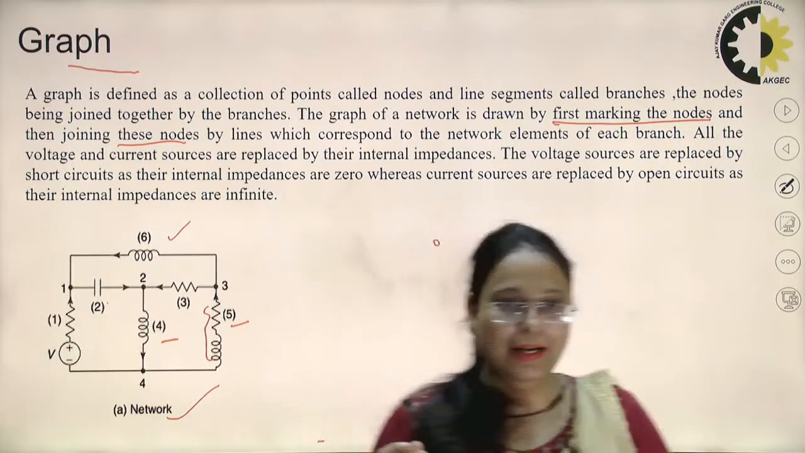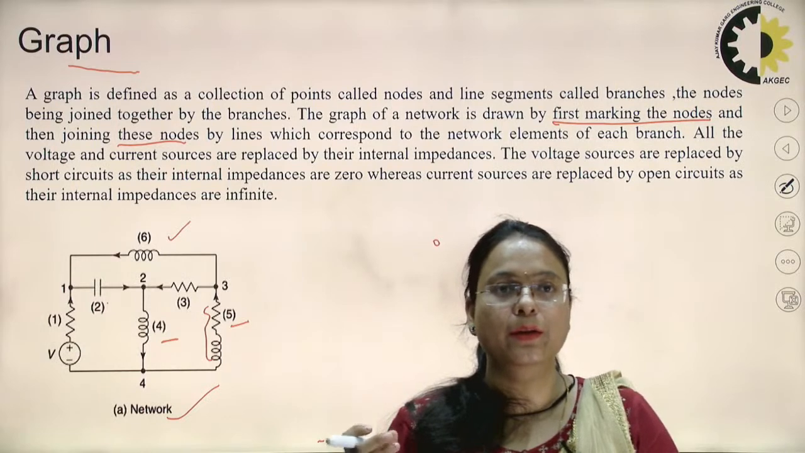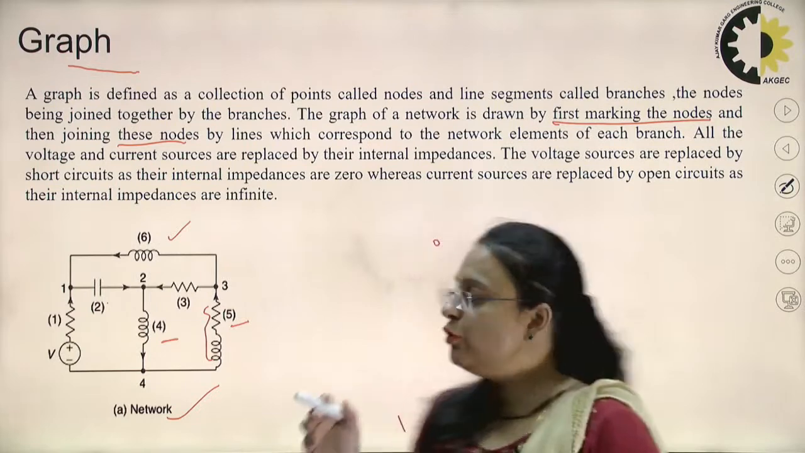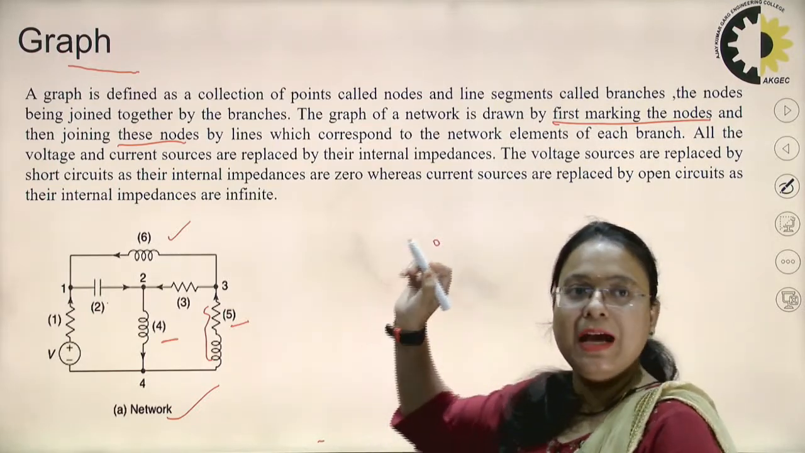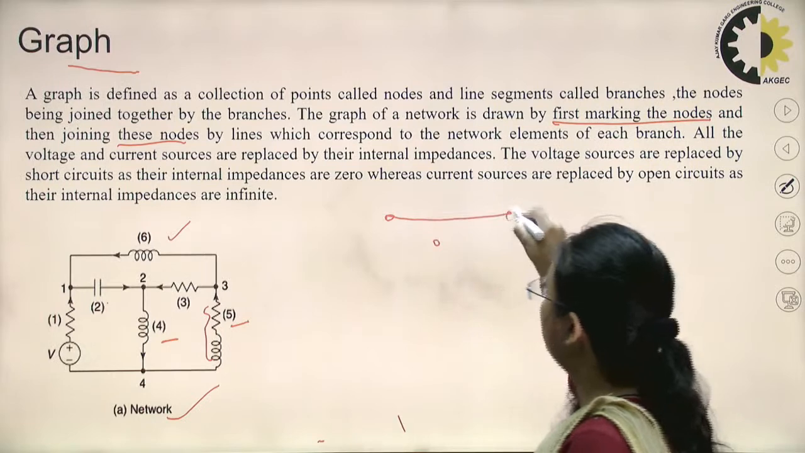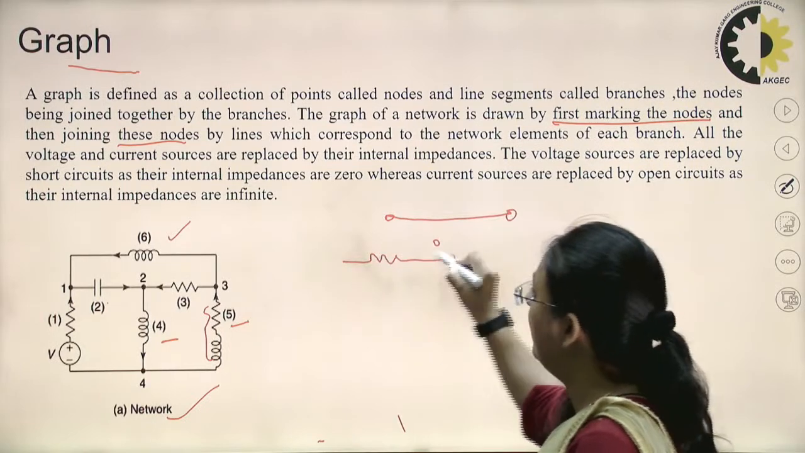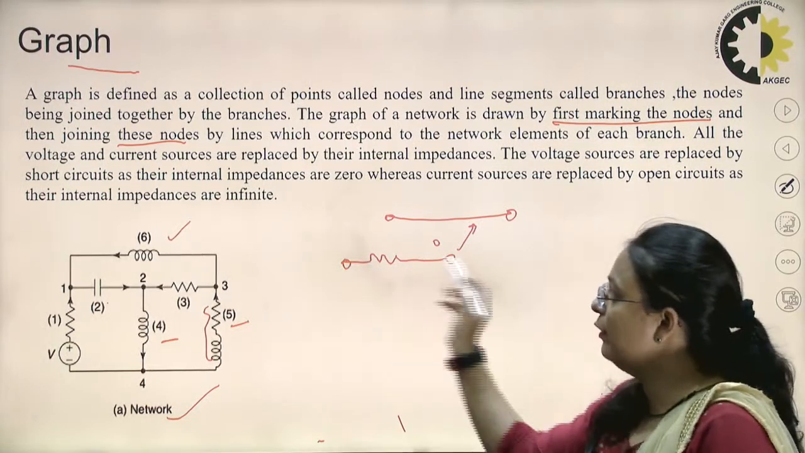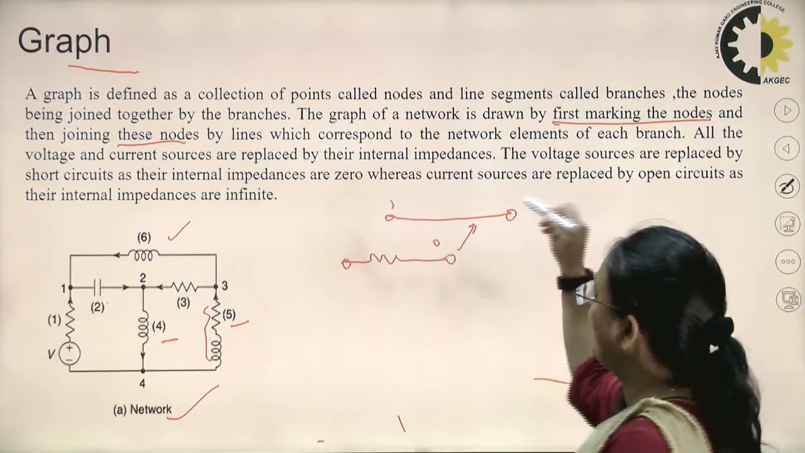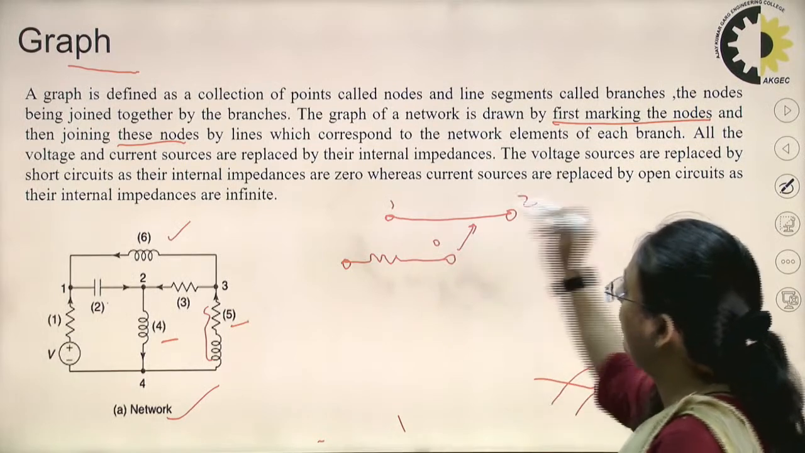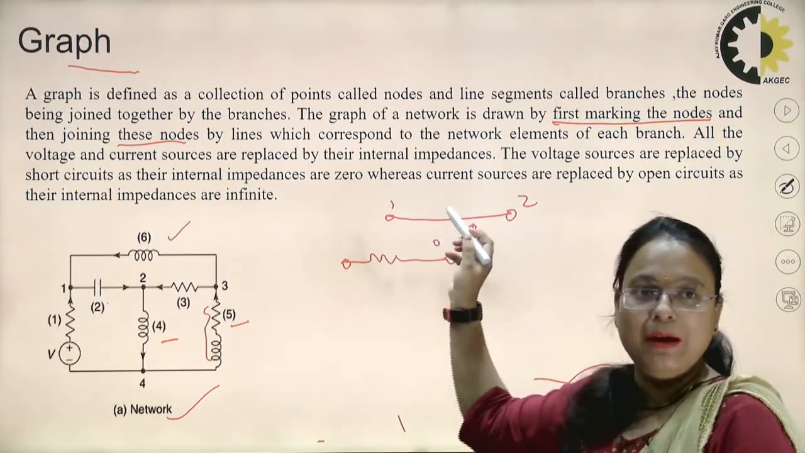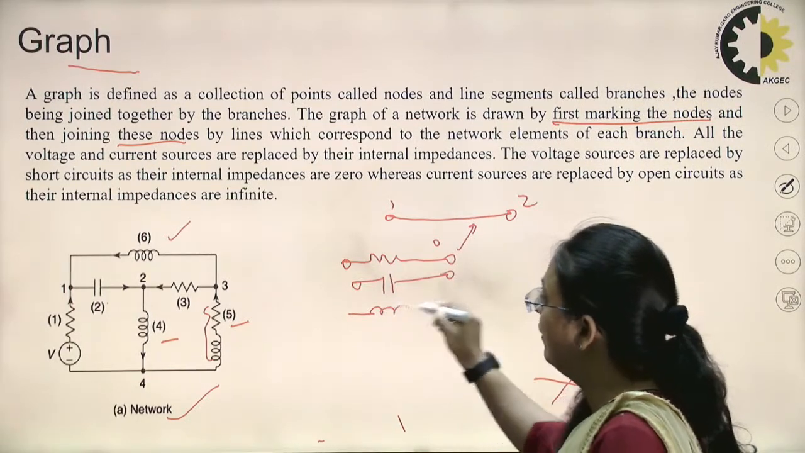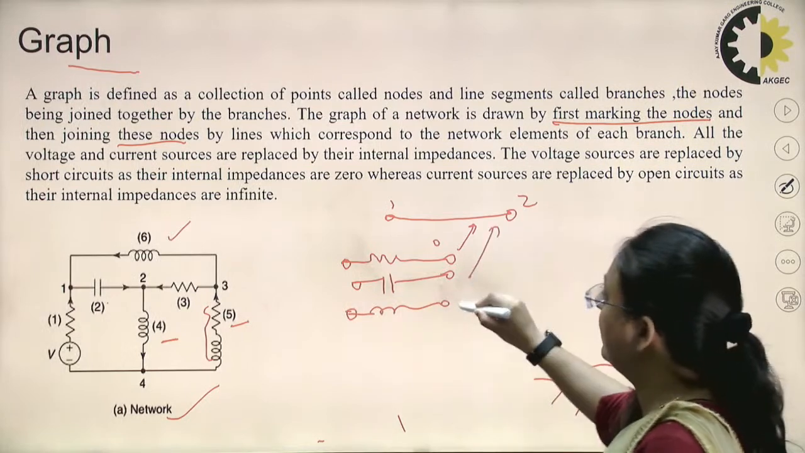So how to decide the number of branches for any particular graph or any particular network, right? All the passive elements are represented by a single branch. For example, if I am having this resistor, then I can represent it with this branch, right? This resistor is having 2 nodes, node number 1 and 2, and I can represent it by a line segment which is called a branch. Similarly, a single capacitor or a single inductor can be represented by a single branch.